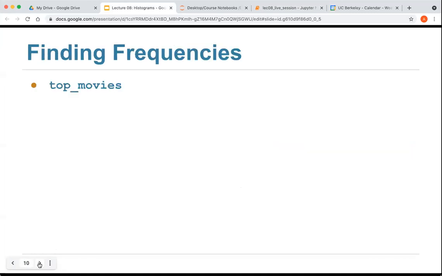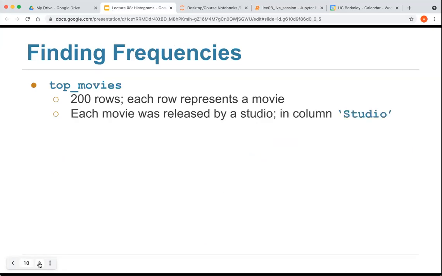And so we will go back to our movies data set from last time. There were 200 rows. Each row represented a movie, and each movie had a studio. Right? Each movie was released by a studio, and that was in a column labeled studio.